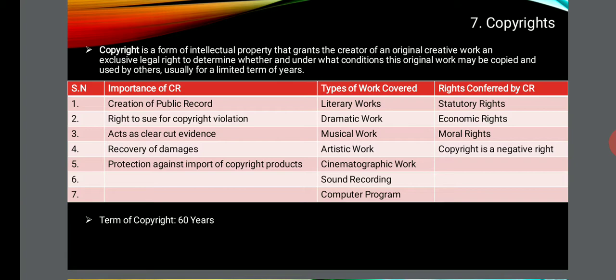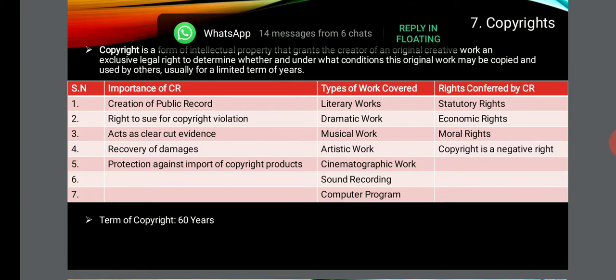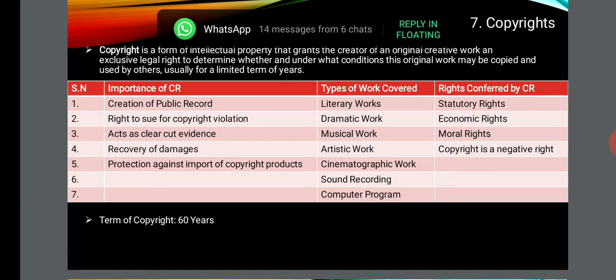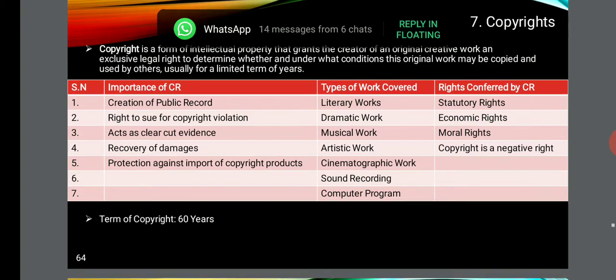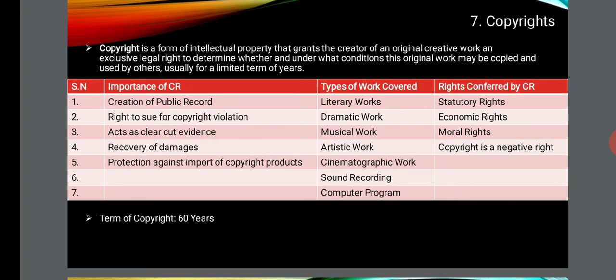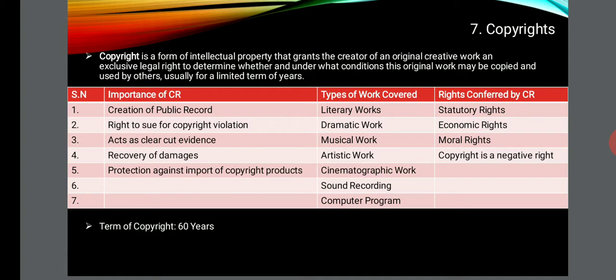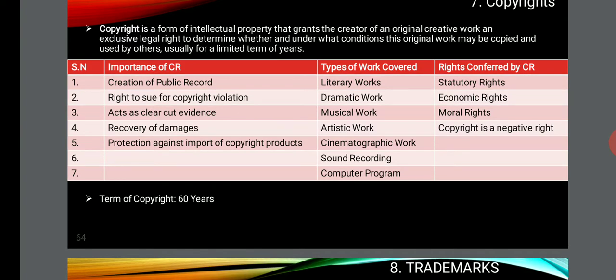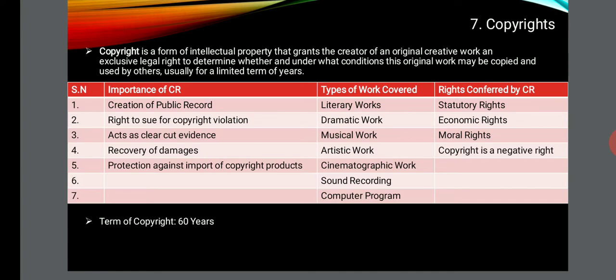Now, the importance of copyright is creation of a public record, the right to sue for copyright violation, and it acts as clear cut evidence. So your copyrights act as clear cut evidence. Recovery of damages. If someone copies your copyright without your permission, you can recover damages. Protection against import of copyright products. You cannot import copyrighted products without obtaining any copyright.